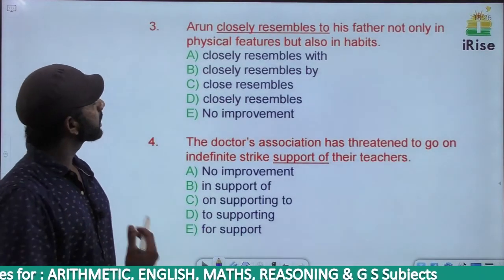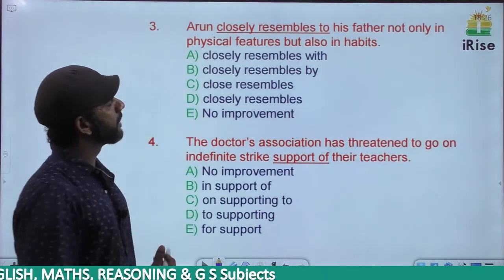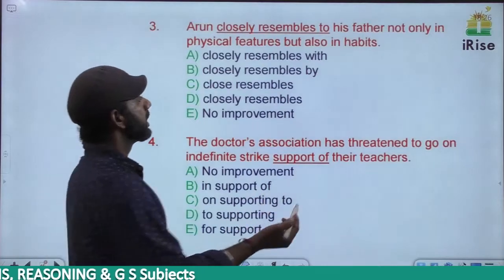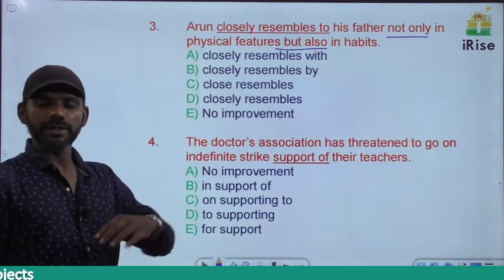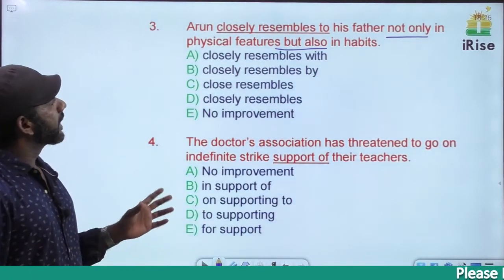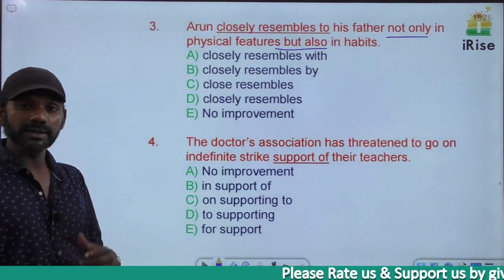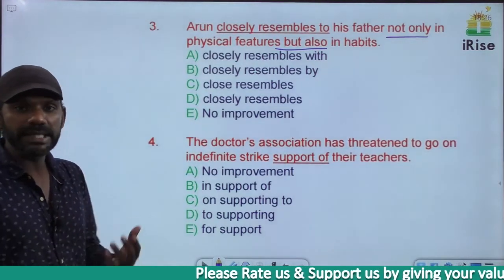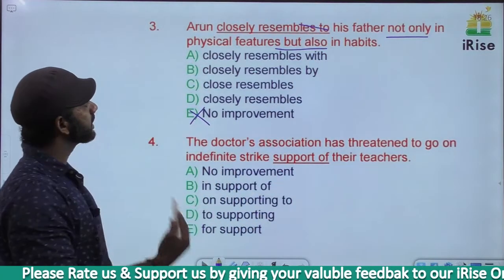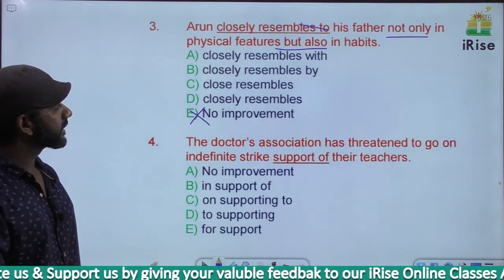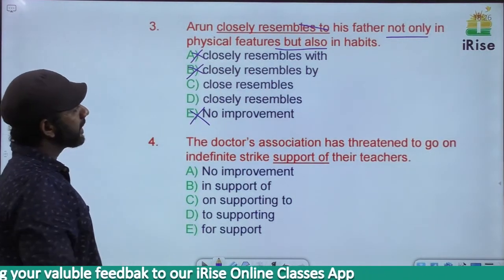Arun closely resembles to his father, not only in physical features, but also in habits. As you know, not only will be followed by but also. So that concept is completely fine. Arun closely resembles to his father. Resembles to his father is a wrong usage. It is just resembles his father. So the given statement is grammatically wrong. Option E is eliminated. Resembles with his father, resembles by his father, all these are also wrong. A, B and D are gone.